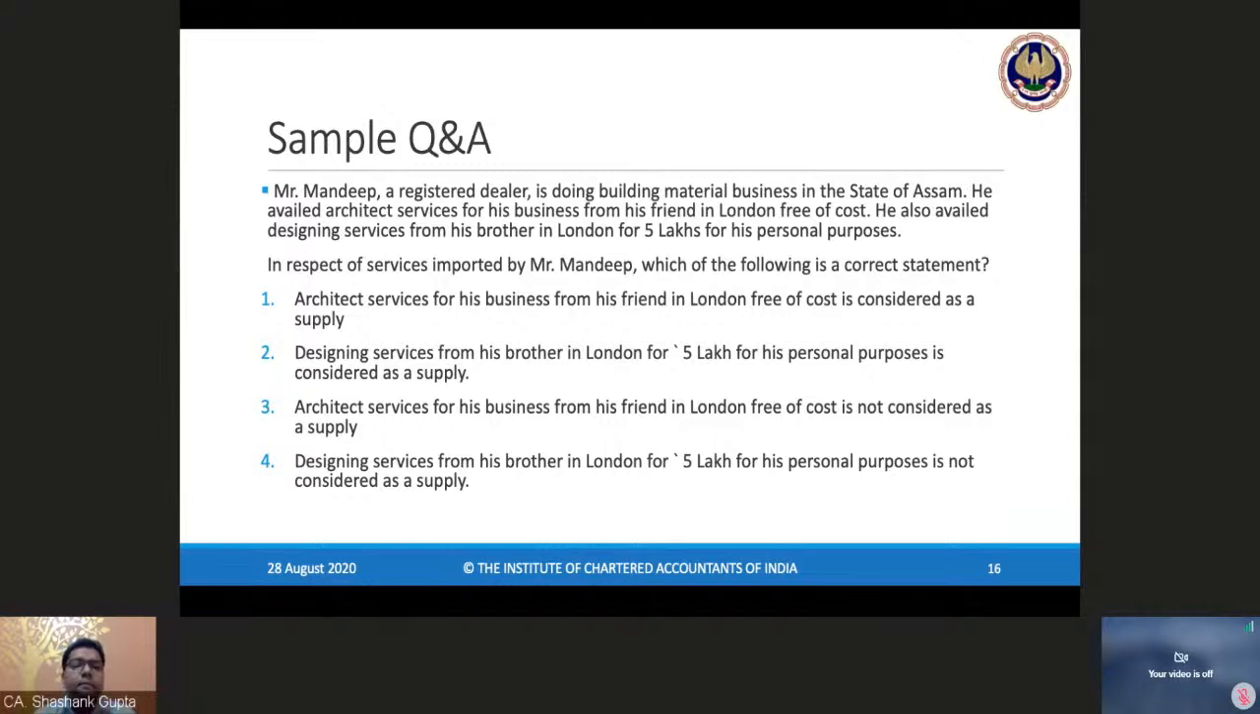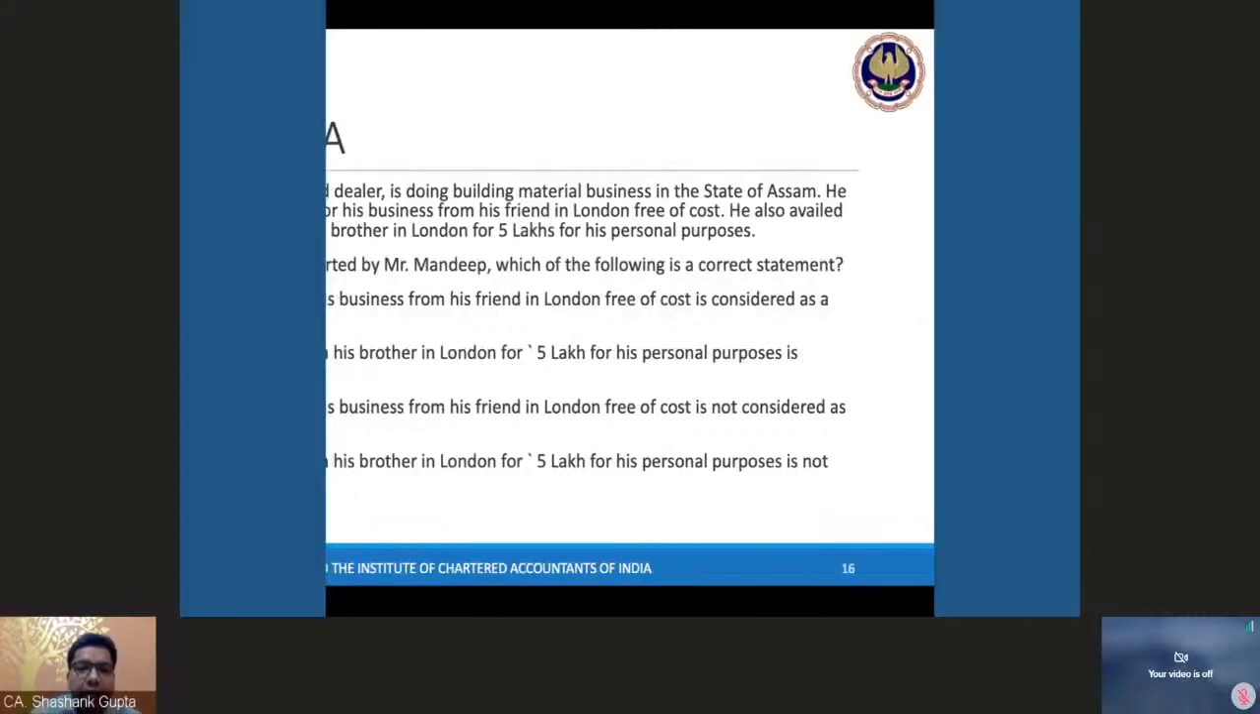Third, architect services for his business from his friend in London free of cost is not considered as a supply. This we have already discussed. Since in the first we held it as incorrect, hence the third statement becomes correct. And fourth, since the second is correct, the fourth becomes incorrect. So the second and third statements are correct, and that is the right answer.